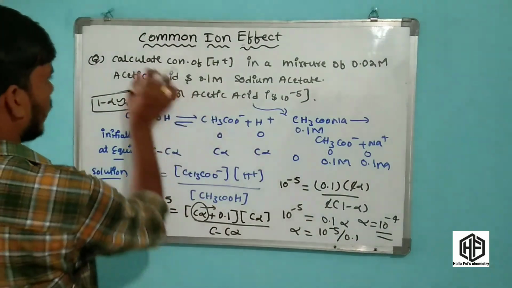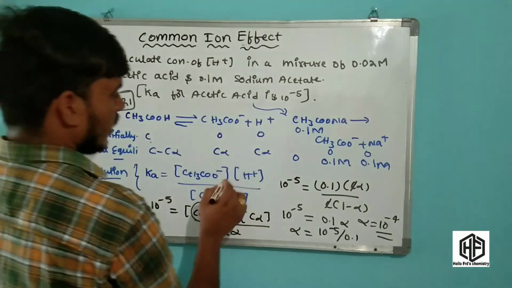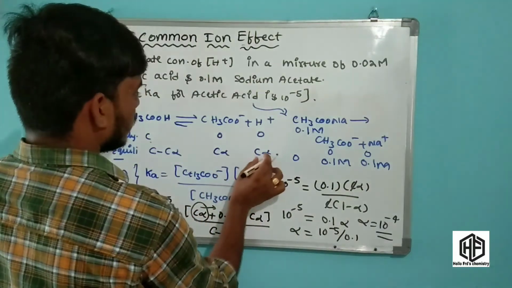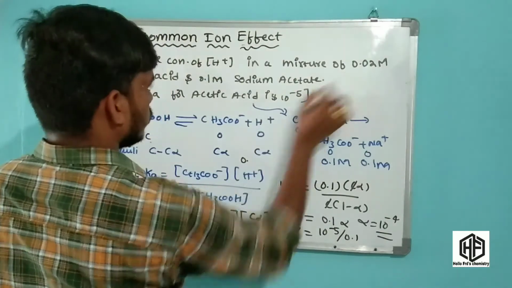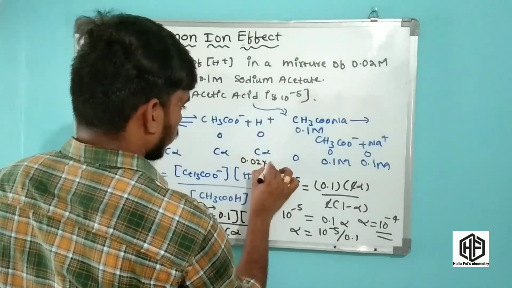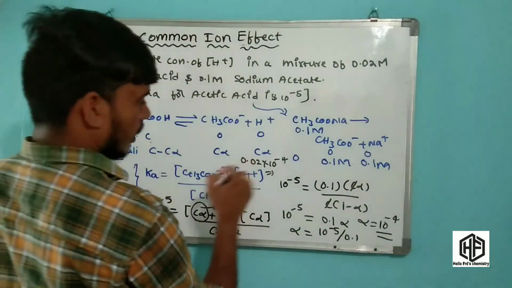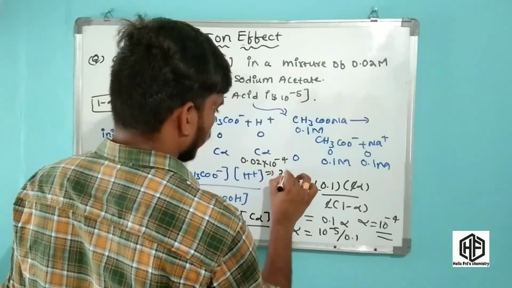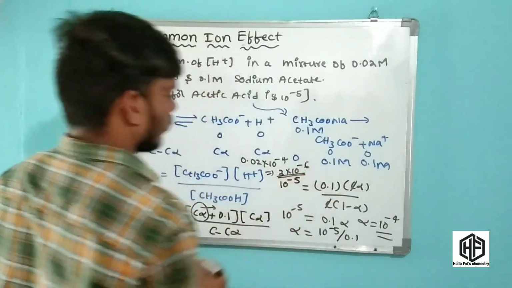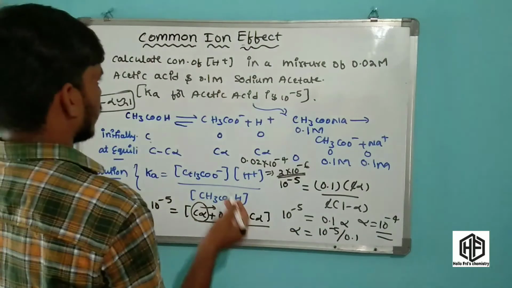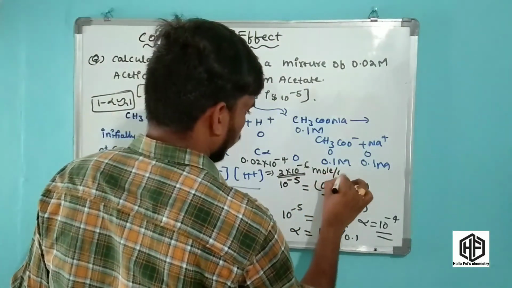Now we have to calculate the concentration of H plus. The concentration of H plus is C alpha. Now C is 0.02, into 10 to the power of minus 4. It means this value is multiplied by 100. So this is 2 into 10 to the power of minus 6. 2 into 10 to the power of minus 6 is the concentration of H plus ion, in moles per liter.